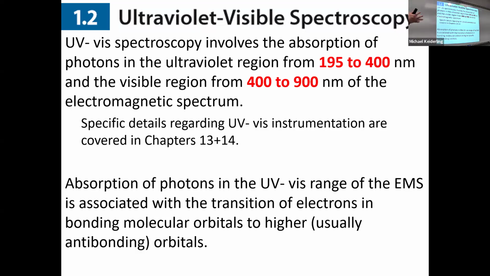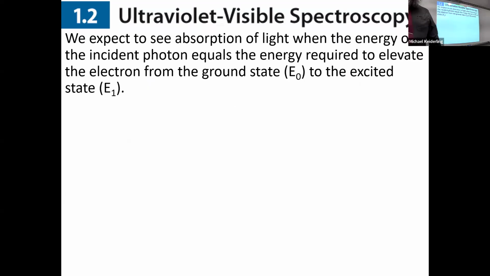And these are associated with electron transitions, electrons jumping between energy levels in molecules. So in molecules, usually from bonding molecular orbitals to antibonding orbitals. And we expect to see absorption of light when the energy of the incident photon equals the energy required to elevate the electron from the ground state up to the excited state.